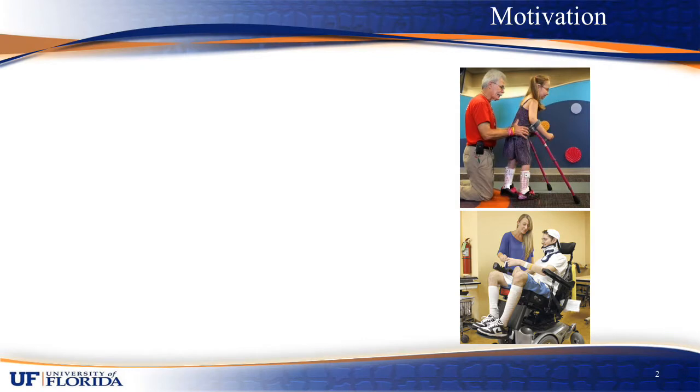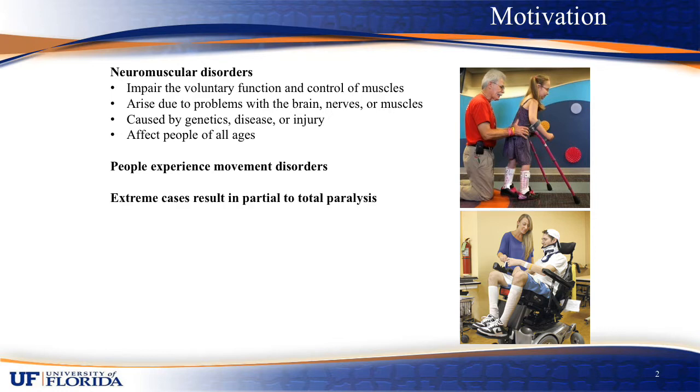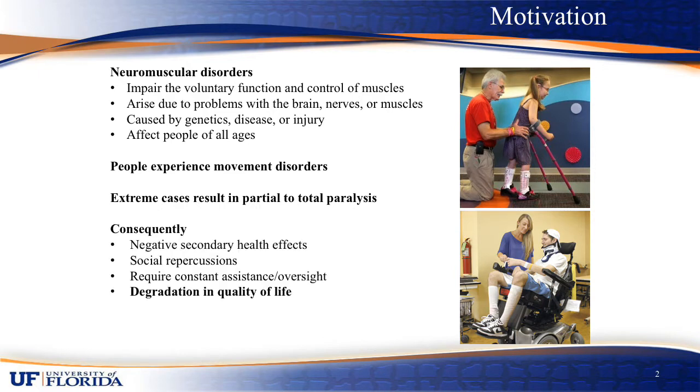To motivate this paper, we need to first understand neuromuscular disorders. Neuromuscular disorders impair the voluntary function and control of muscles. They arise due to problems with the brain, nerves, or muscles, and they can be caused by either genetics, disease, or injury, and these disorders affect people of all ages. A consequence of these neuromuscular disorders are that people experience movement disorders. In extreme cases, they may result in partial or total paralysis.